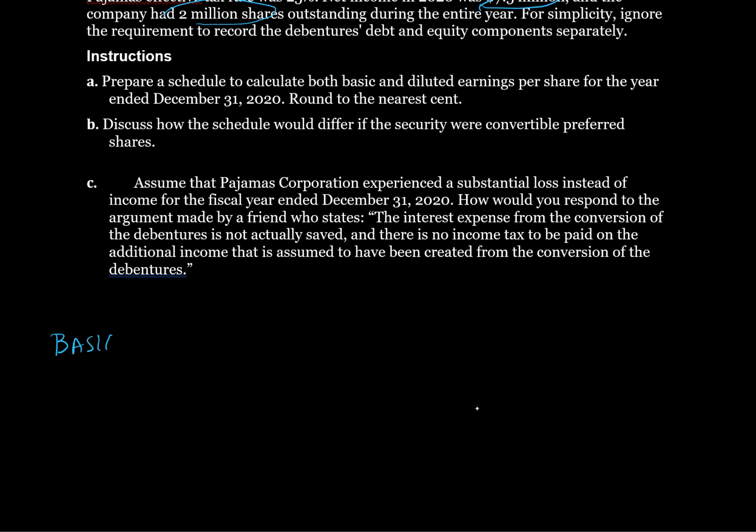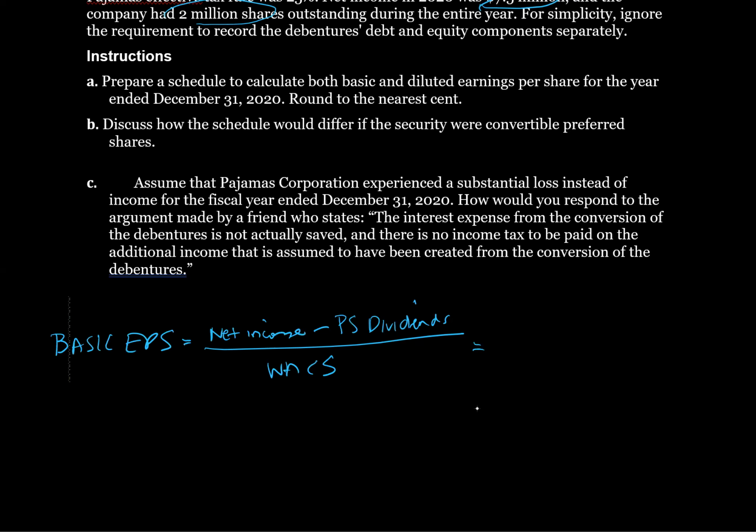So basic EPS is going to be net income minus preferred shares dividends divided by the weighted average common shares, which in this case is 7.5 million, which is what net income was, divided by the 2 million common shares outstanding during the entire year. This is going to give us $3.75 per share. Okay, so that's pretty easy.